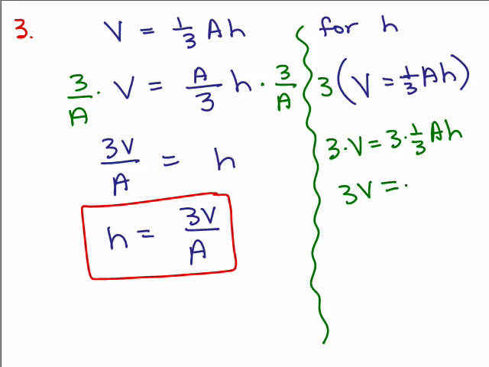You have 3V equals AH, and then you could divide by A. So that would take 2 steps instead of 1 step to get the same answer of 3V over A equaling H. All right, so those are a couple different ways to solve for H.